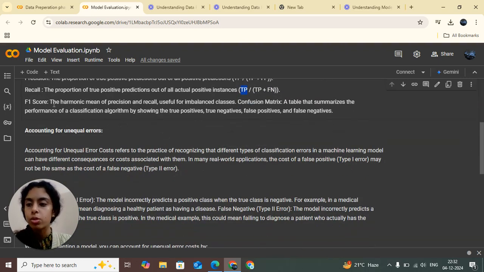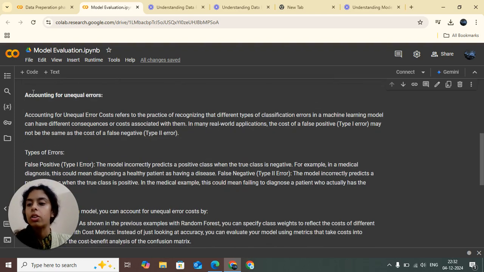Then we have F1 score, which is the harmonic mean of precision and recall, which can be useful for imbalanced data sets. And another important concept we have here is the confusion matrix. That is a table that we can use in our code to show the true positives, true negatives, false positives and false negatives on our screen.